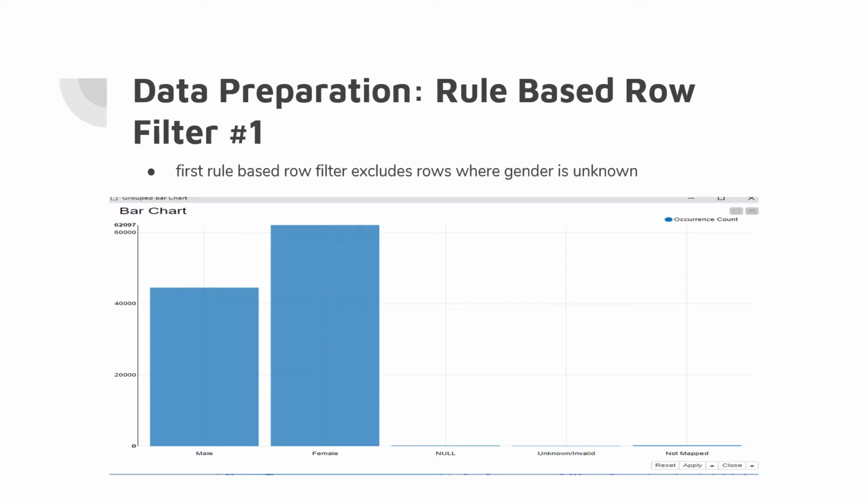The first rule-based row filter that we used was applied against the gender variable. We had several unknown categories: null, unknown, invalid, and not mapped. According to the bar chart here, there were less than 100 records for each one of those categories, so we decided to remove them from our data set using this rule-based row filter.